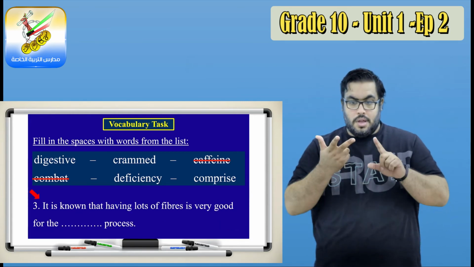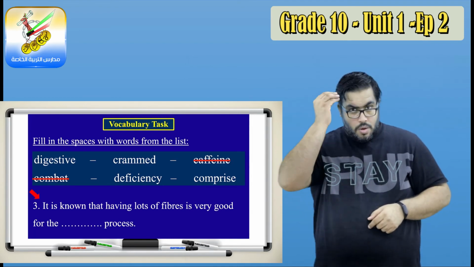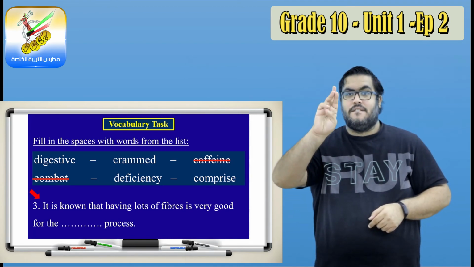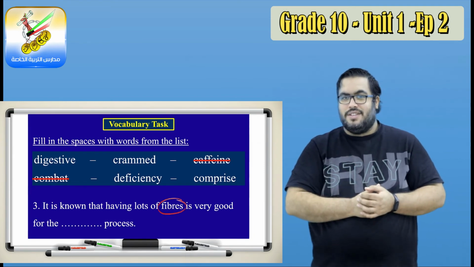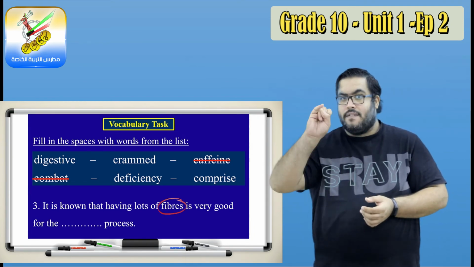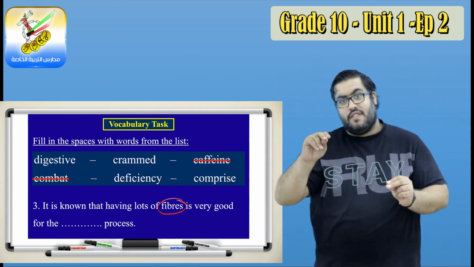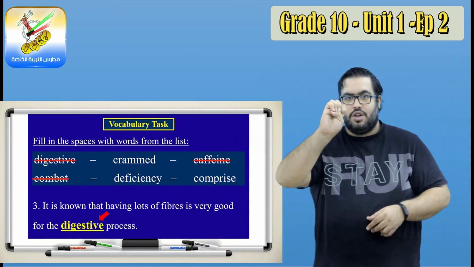Number 3, it is known that having lots of fibers is very good for the blank process. Here is a keyword. We have fiber. So the answer is digestive process. Well done.